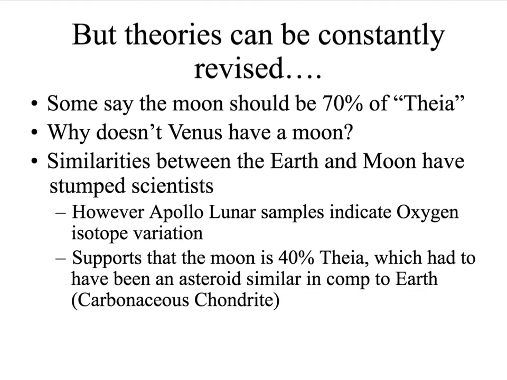So originally, this theory supported the idea that Theia remained largely intact, so that the moon would be largely Theia. But the sample returns from Apollo showed that it was actually only about 40% Theia, and the rest was all due to this inmixing and the shock heating of the surface of Earth and that magma ocean model, which then would have realigned all of the minerals.